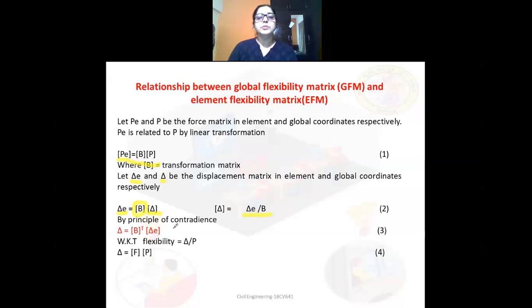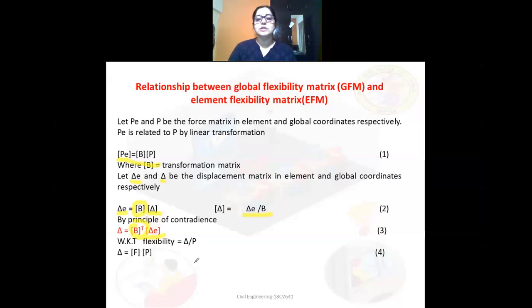Now, based on the principle of contragredience, what I can write is delta is equal to B transpose of delta E. Instead of writing delta E by B, if I take the B upwards, this is nothing but B transpose. So instead of writing 1 by B, I can write B transpose into delta E. Let that be equation number 3.